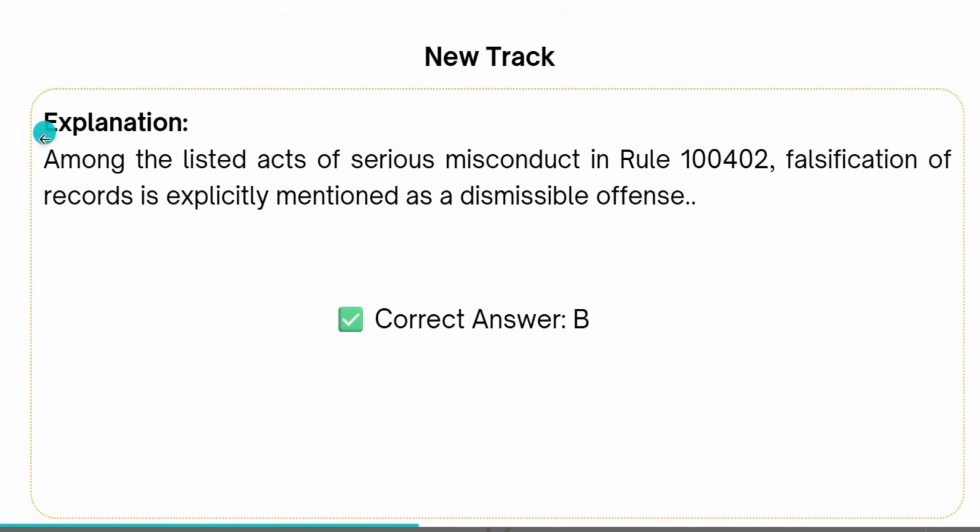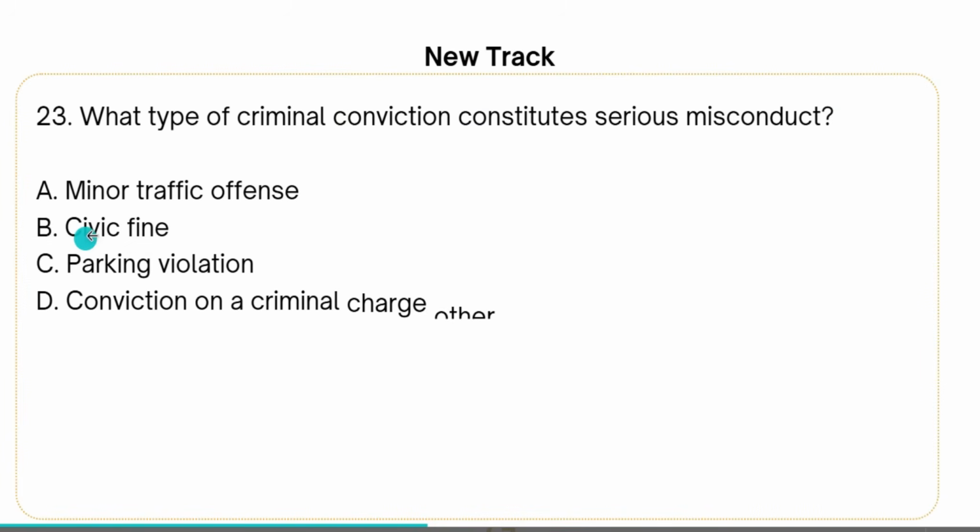The explanation is taken from PSR 100402, which says among the listed acts of serious misconduct in Rule 100402, falsification of record is explicitly mentioned as a dismissible offense. Option B.